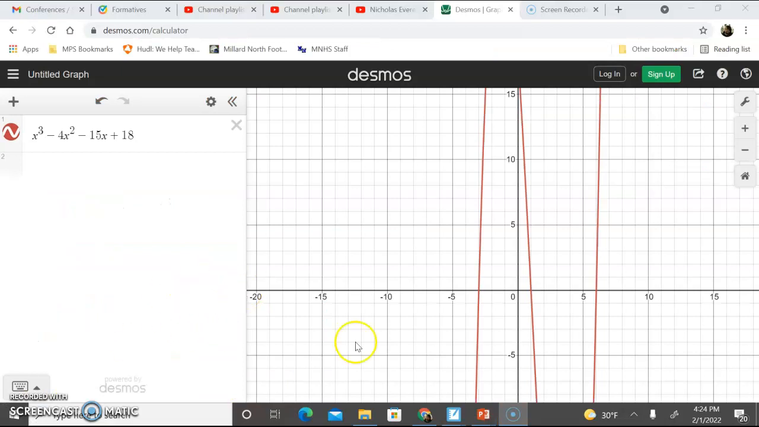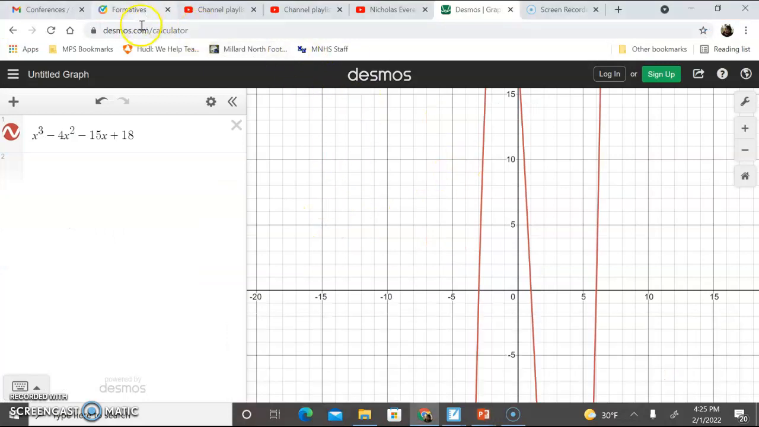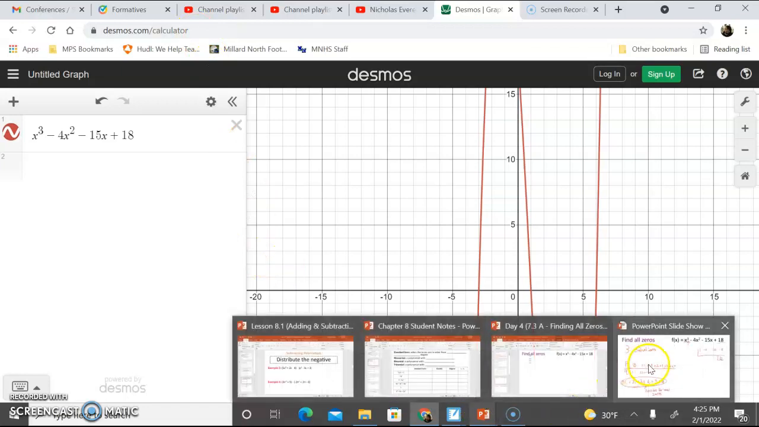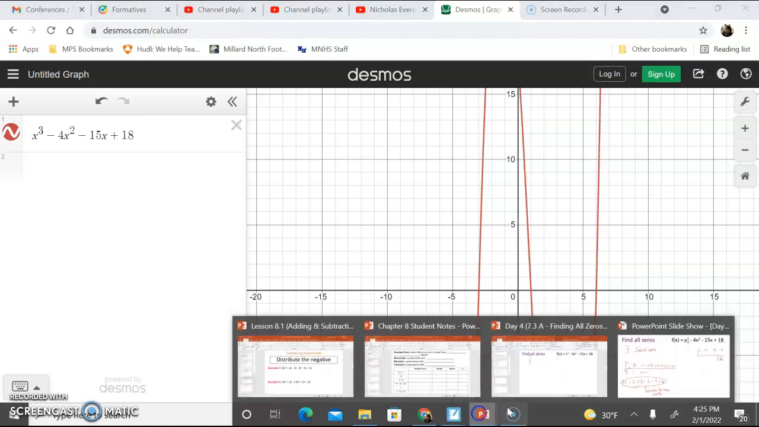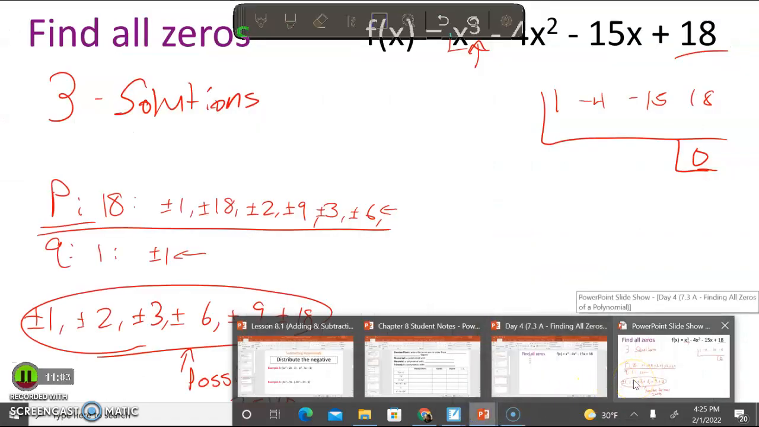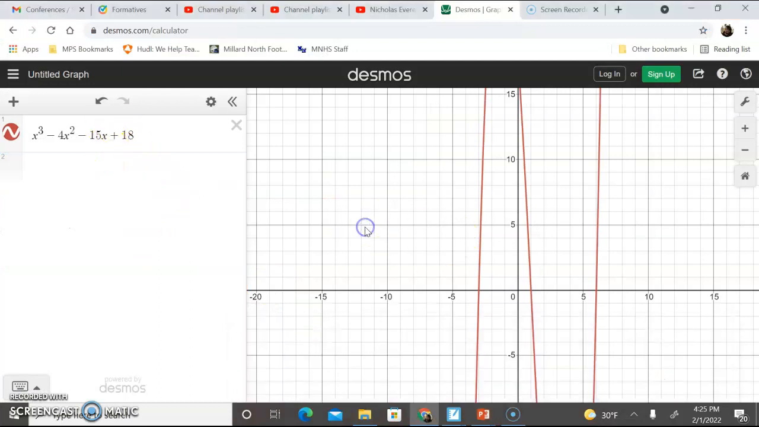Okay, so I have gone from the PowerPoint to online, which is desmos.com/calculator. What I basically did was type in my equation, x cubed minus 4x squared minus 15x plus 18, and plug it in here. When I plug it in, I should get maybe one or two x-intercepts.